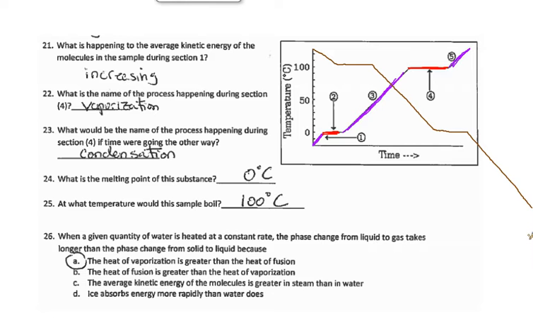Melting point is 0 for this substance. You can tell because that's where it flatlines. Boiling point is 100. Are all heating and cooling curves the same?